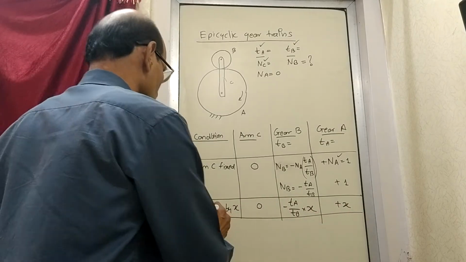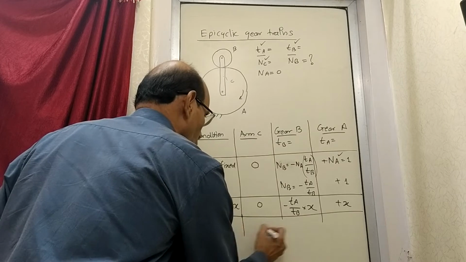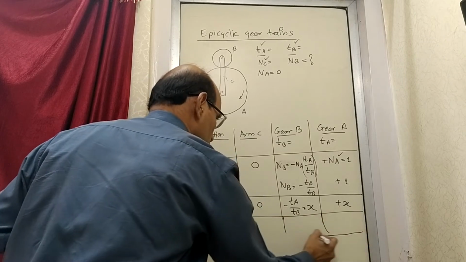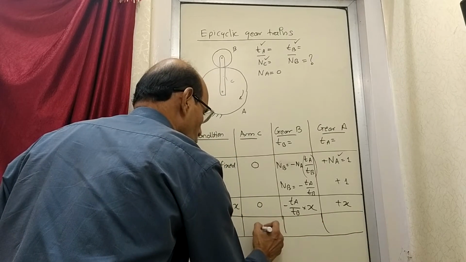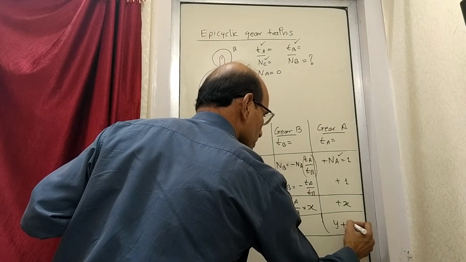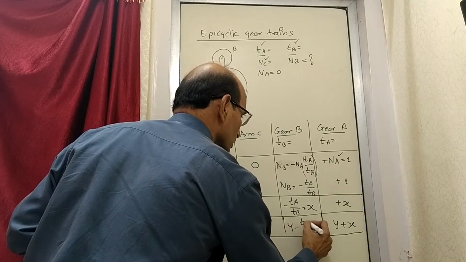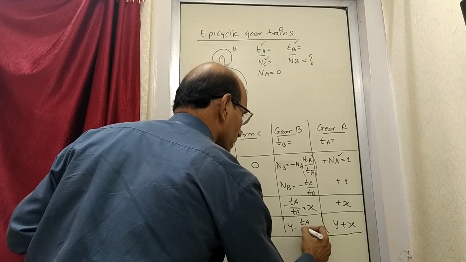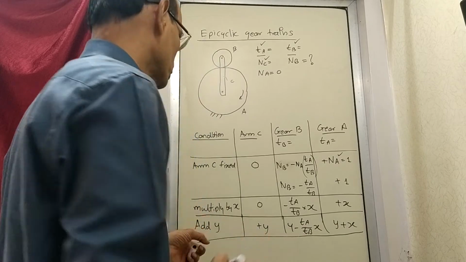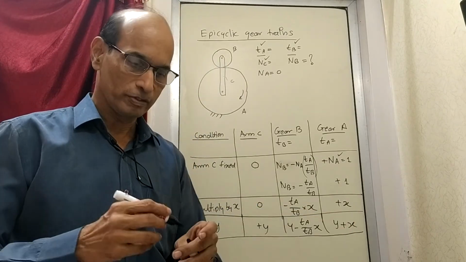Then what we do is, we say add Y. Add Y to all the terms. So this becomes Y, this becomes Y plus X, and this becomes Y minus TA upon TB X. So we have added Y everywhere. So this is the equation.